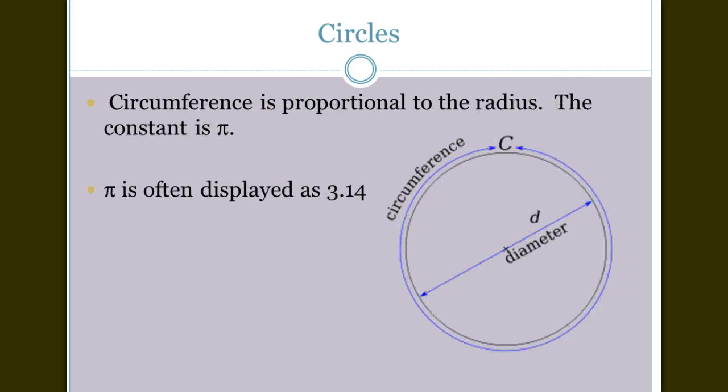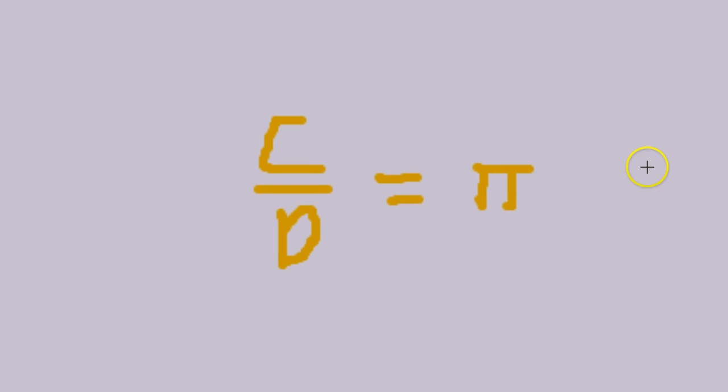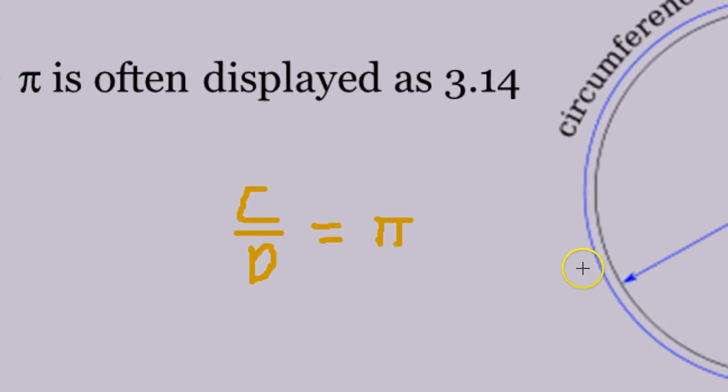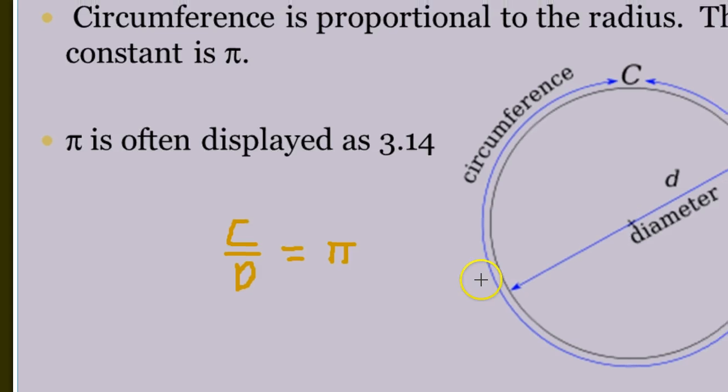It's really important that you're able to turn a diameter into a radius and a radius into a diameter. The circumference is proportional to the radius. Now what does that mean? The constant is pi. So every time we take a circumference and divide it by the diameter, every single time we do this math operation here, we're going to get the irrational number that we know as pi. And like I said, 3.14 is not what pi is, but often we round pi to the hundredths place.